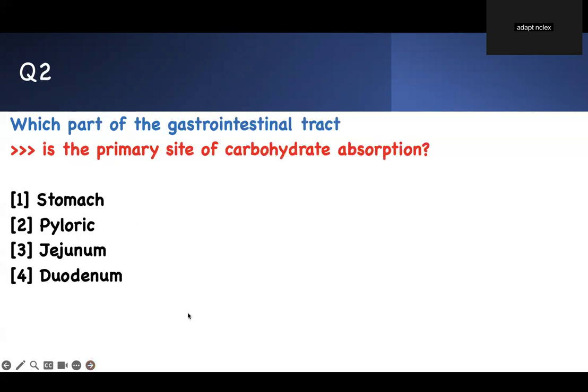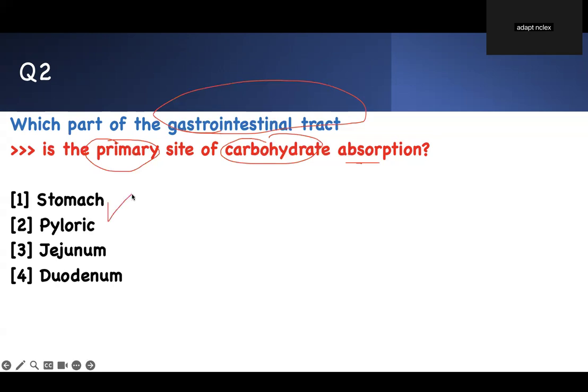The next one is the primary site of carbohydrate absorption. Which part of the gastrointestinal tract is the primary site of what? Carbohydrate absorption. I'm going to underline the keyword. It said carbohydrate, right? Absorption. And it's the only primary site. And the next one is the GI tract, gastrointestinal tract, the primary site of what? Carbohydrate. Then the next thing you look at is the 4 answer choices. Make sure all of them are part of the gastrointestinal tract.